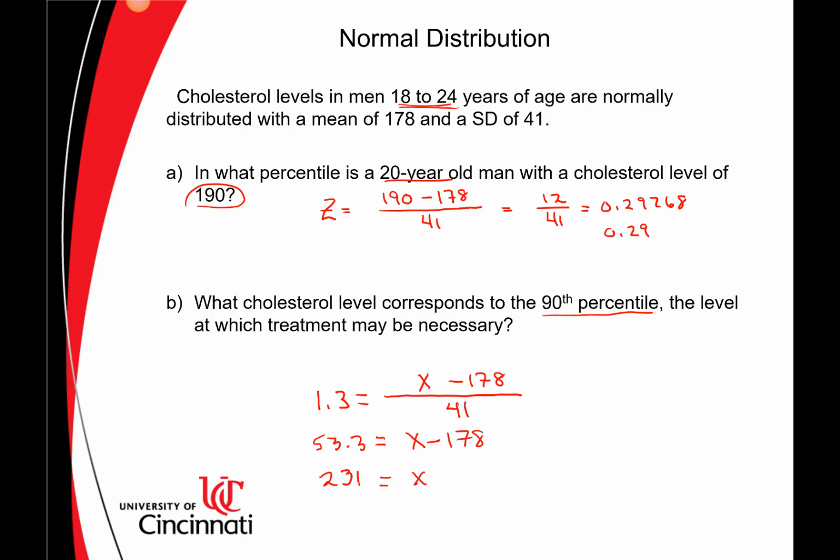That means that their cholesterol is higher than 90% of the people in the country for guys in that 18 to 24 year group. Does that make sense how you can run this stuff both ways?